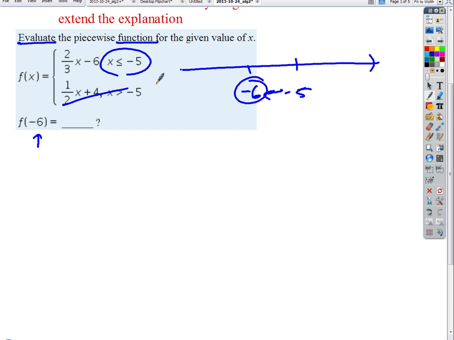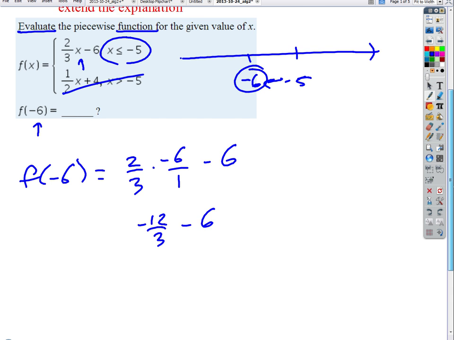We can just ignore the bottom piece. So all we're doing then is plugging -6 in for x in the top equation. That's it. So f of -6, I'm just going to plug -6 in right there, equals 2/3 times, I'll make it -6 over 1 to make it a fraction, -6. If I just multiply straight across, which is what I do with fractions, what do I get here? -12 over 3.